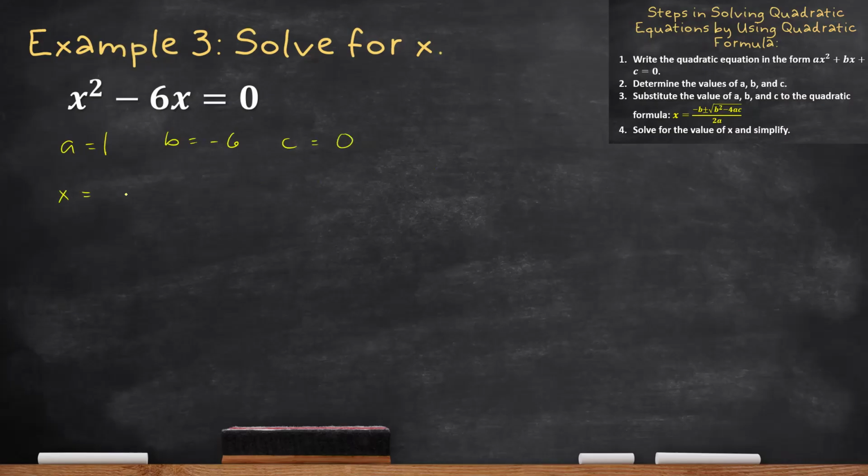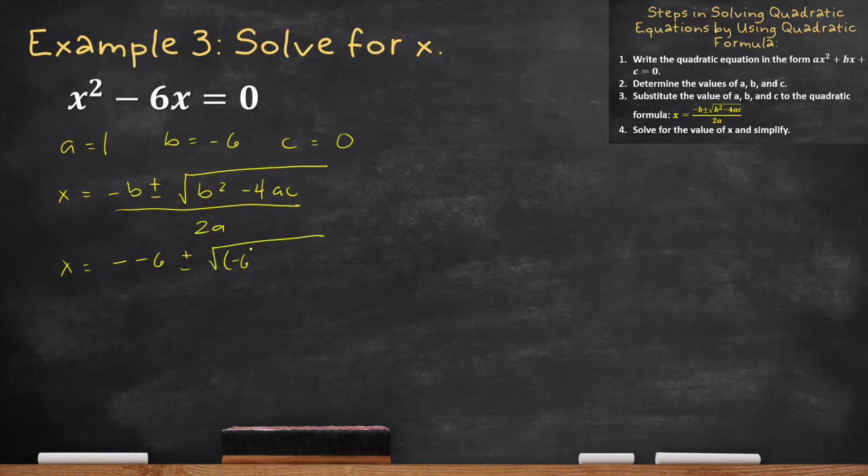And then the quadratic formula: x equals negative b plus or minus the square root of b squared minus 4ac, all over 2a. So x is equal to negative, then negative 6, plus or minus the square root of b squared. So negative 6 squared minus 4 times 1 times c, which is 0, all over 2 times a, 2 times 1. So, negative 6, again, it will become positive.